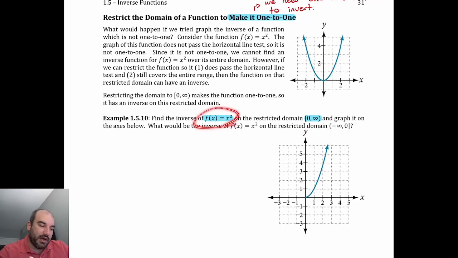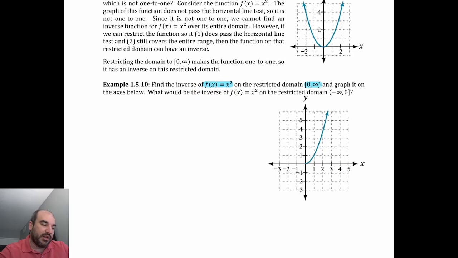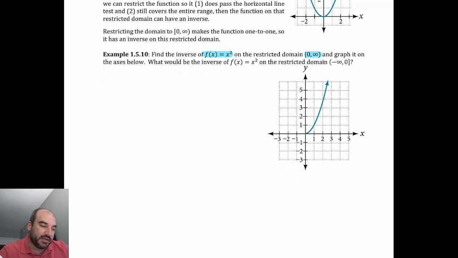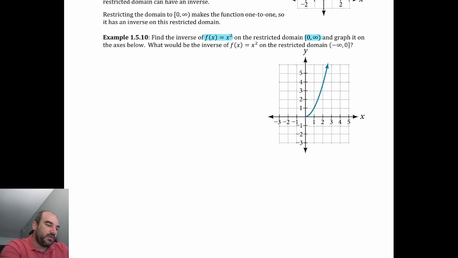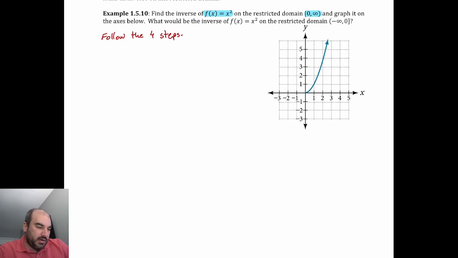You guys can do this example. Just follow the steps that we did on that example to find the inverse, where you change the f of x to a y, you solve for x, you swap the position of the x and the y, and then you write it as f inverse. You can do all of that with this function on this example. Okay, so we'll say follow the 4 steps as a hint for that one.